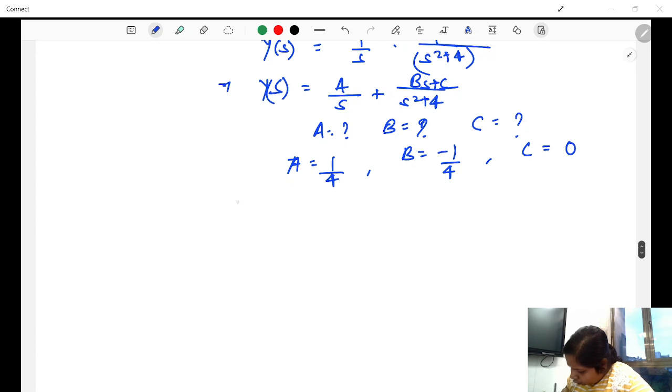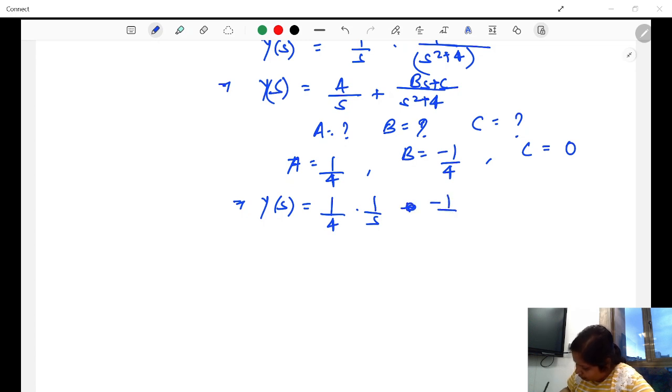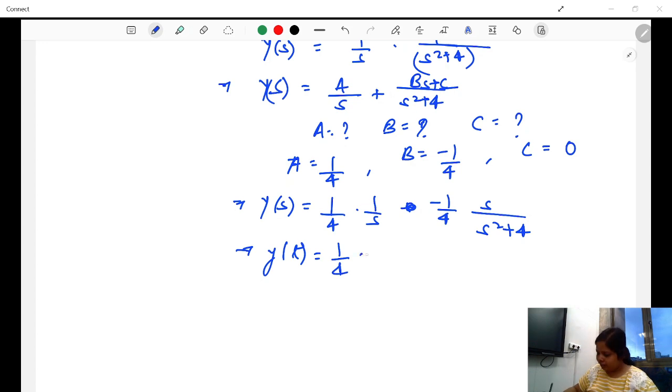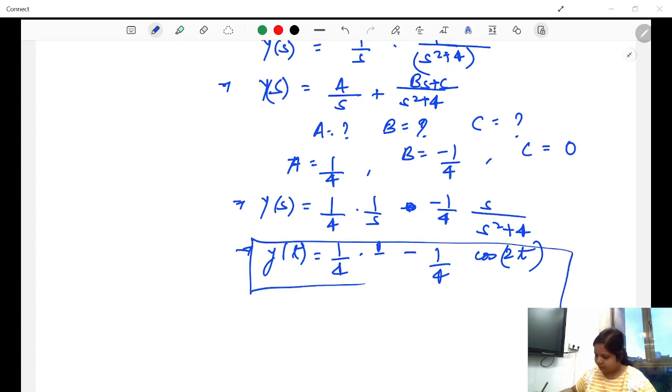Okay. So what happens here is 1 by 4 into 1 by s minus 1 by 4 into s upon s square plus 4. Now Y(s) is 1 upon 4. So when we try to find out this y(t), what happens? 1 by 4 into 1 by s, the 1 remains, minus 1 by 4 into cos of 2t. So you get this sort of thing.